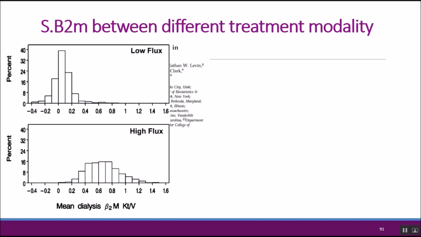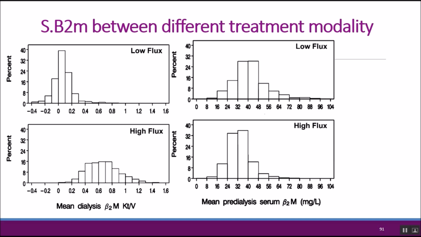But still removed effectively by high flux dialysis. However, the pre-dialysis level of low flux versus high flux is comparable, meaning that beta-2 microglobulin increases again after the session of hemodialysis, exactly like urea and creatinine, so it could not be explained solely by removal rate.